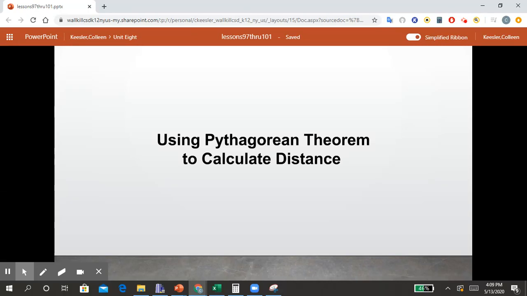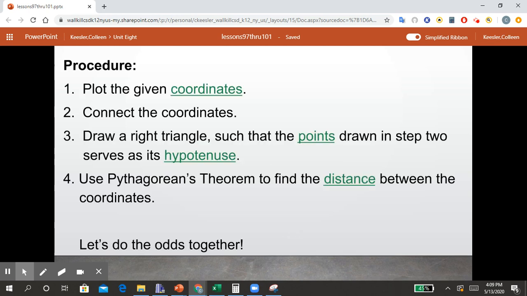Hi Math 8 students, today we're using Pythagorean theorem to calculate distance. Our procedure is to first plot the given coordinates. Second, connect the coordinates. Third, draw a right triangle such that the points drawn in step 2 serve as its hypotenuse. Fourth, use Pythagorean's theorem to find the distance between the coordinates.